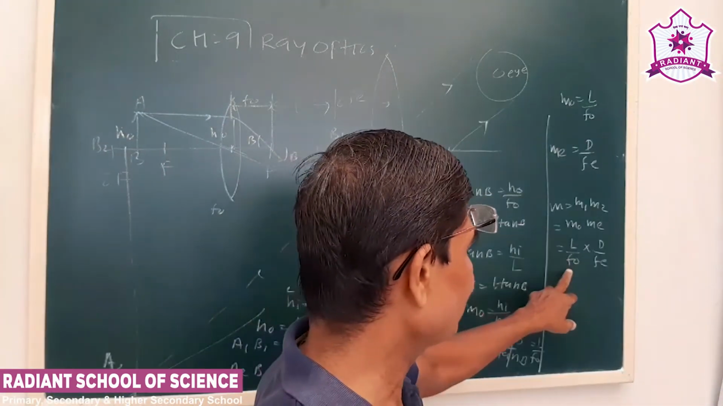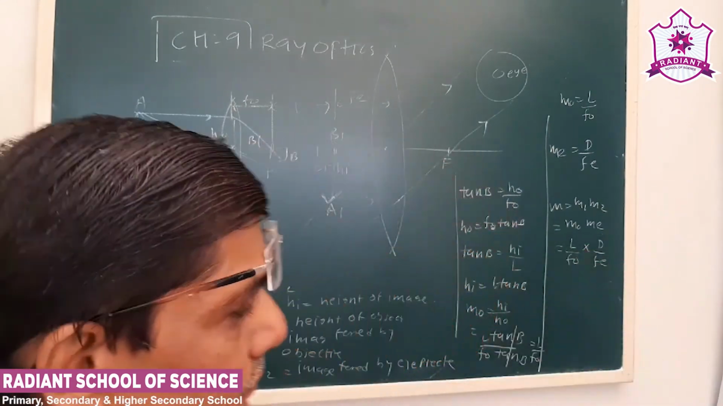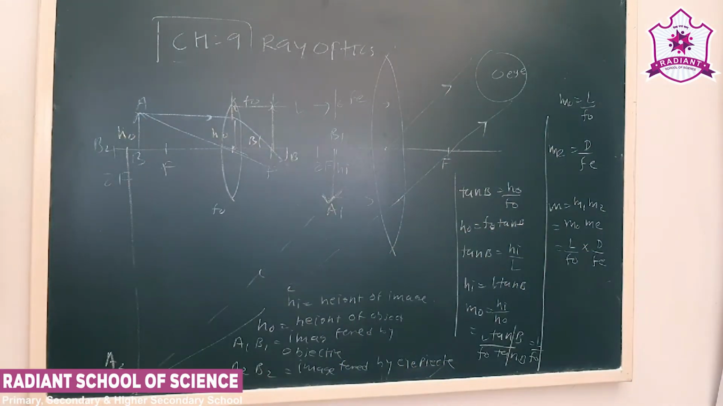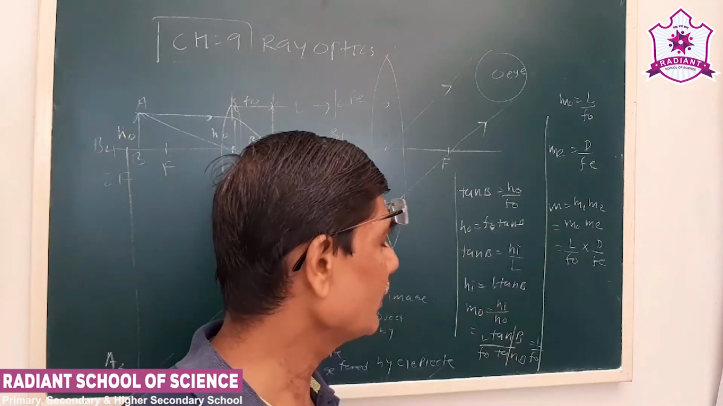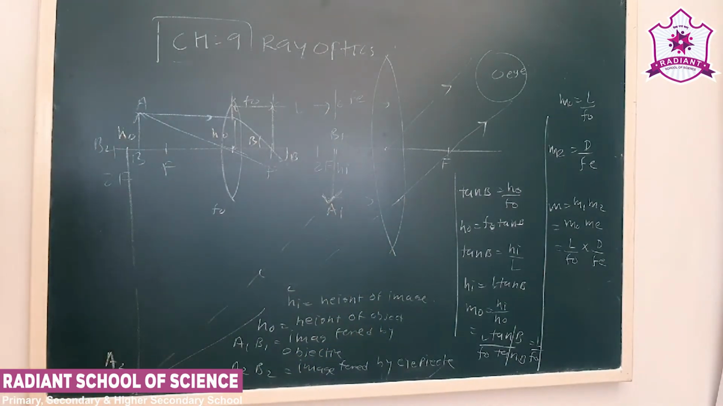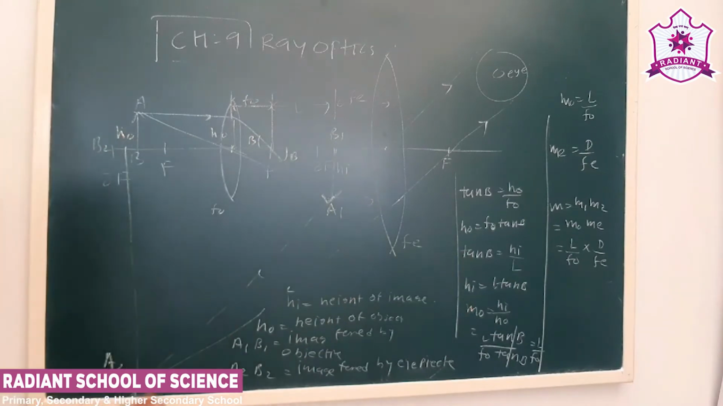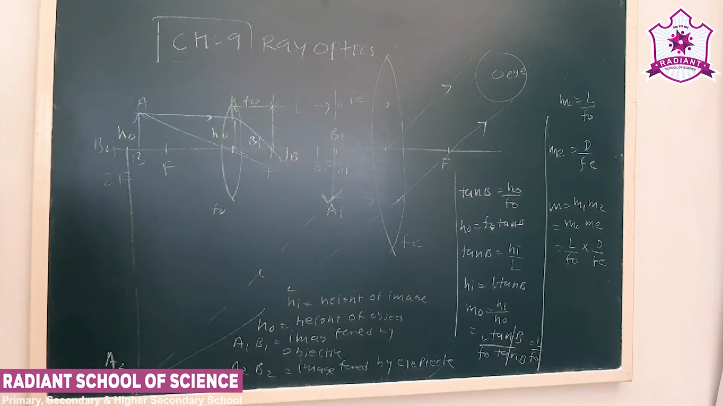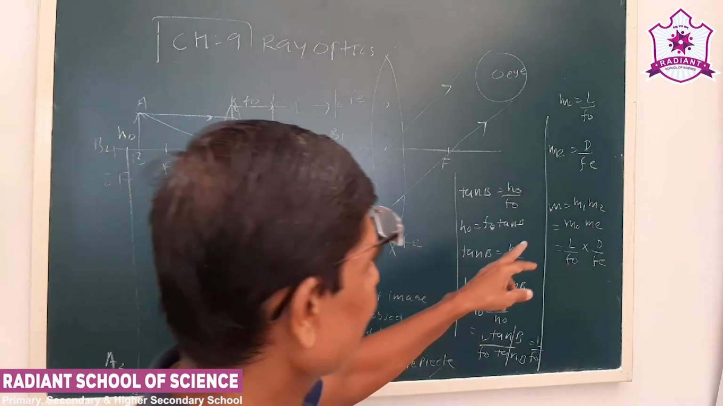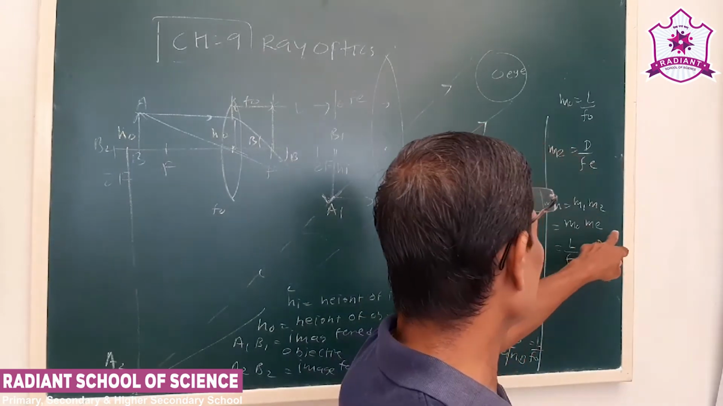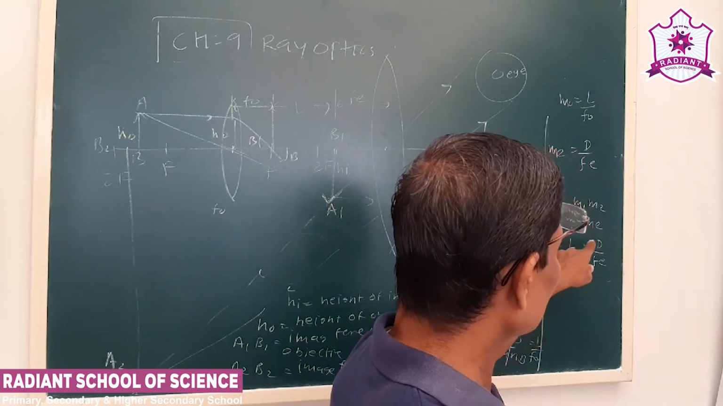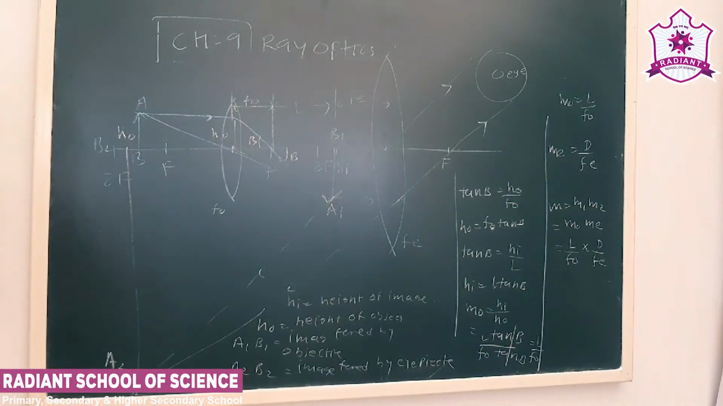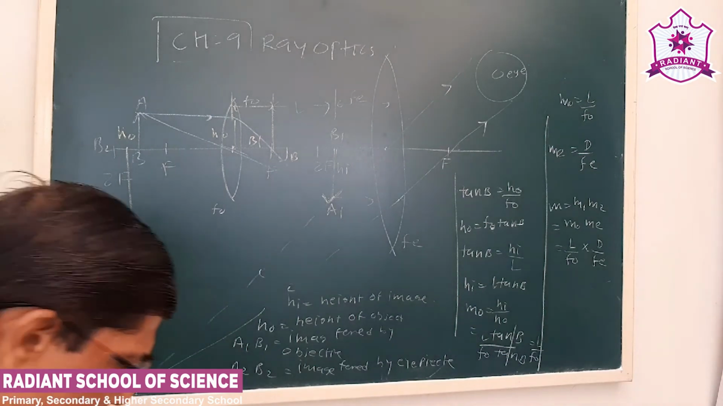See, L is the tube length, F0 is the focal length of the objective, D is the near point where the image is formed at infinity, and Fe is the focal length of the eyepiece. So this is about the compound microscope. It uses two lenses: one is the objective, second is called the eyepiece. Here the focal length of the eyepiece is larger than the focal length of the objective. And we have proved that the magnification due to a compound microscope is Mo into Me, that is L upon F0 into D upon Fe. So this is about the compound microscope.